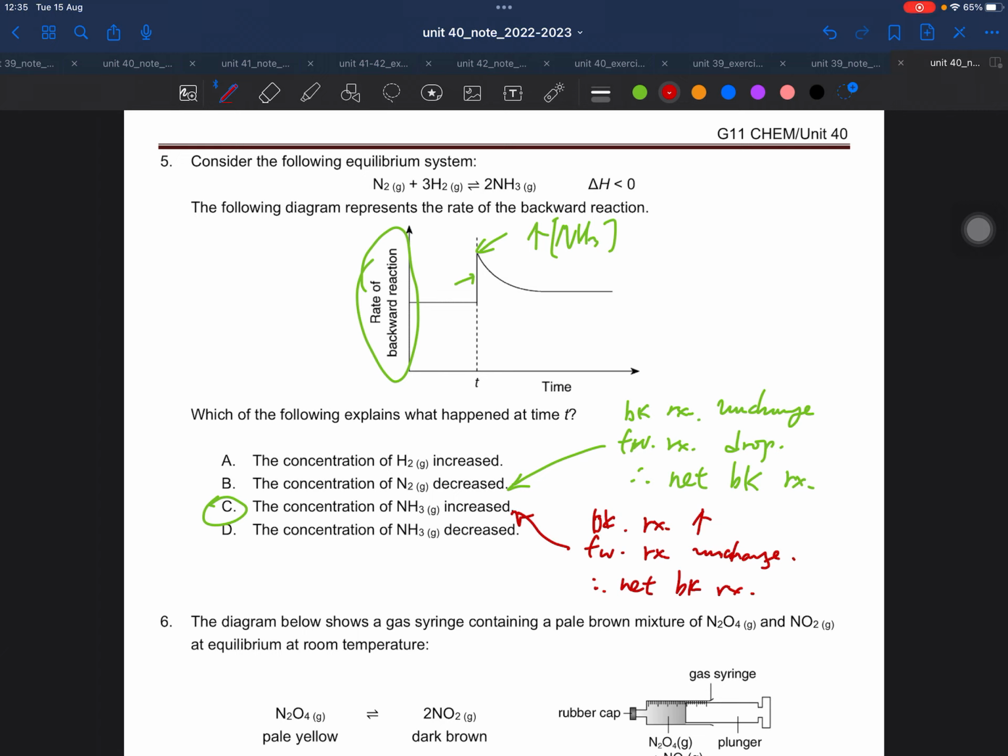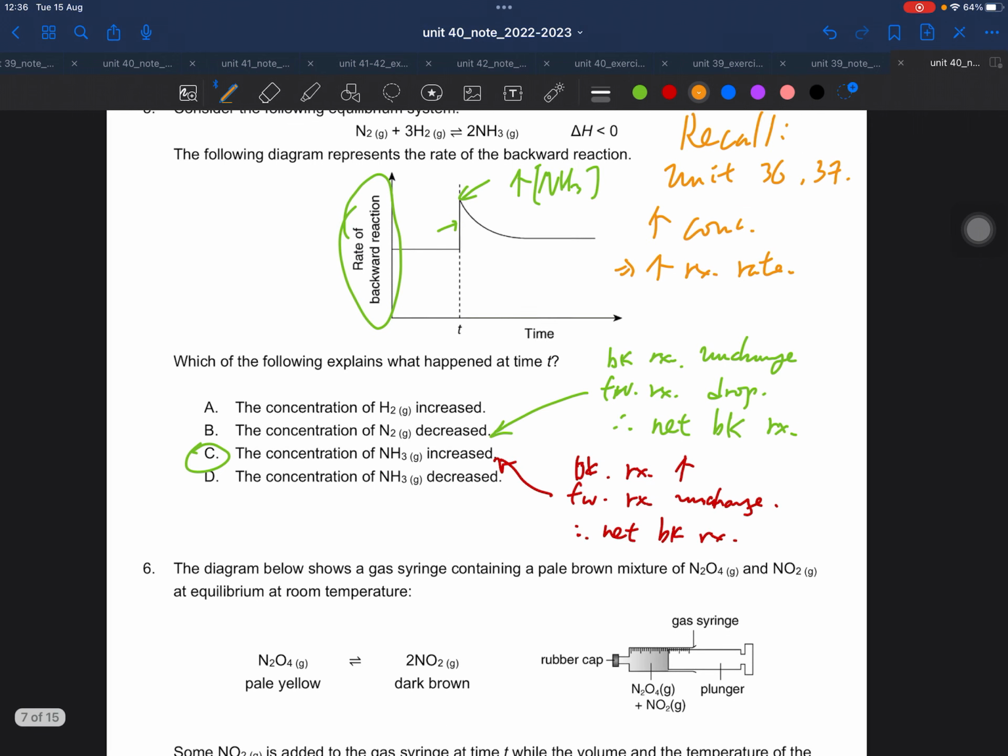Yes, both B and C will lead to a net backward reaction, but their mechanisms are different, right? With this one, please recall the earlier unit. Increasing concentration will increase reaction rate. Still remember? And yes, that's the point. For B, because N2 is decreased, the forward reaction rate will drop. Okay? That's the difference.